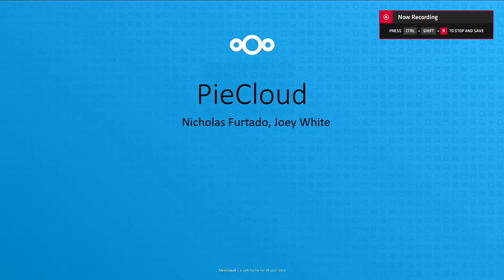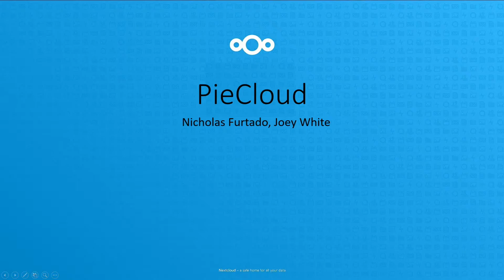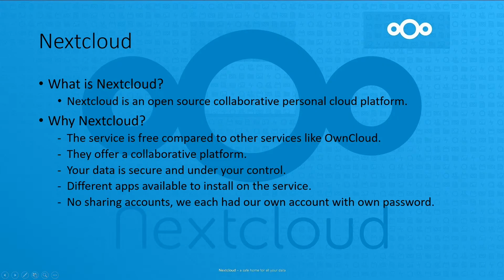Our project was a personal cloud server running on Raspberry Pi using a service called Nextcloud. Nextcloud is an open source personal cloud platform. One of the reasons we chose to use Nextcloud over other services like OwnCloud was because it's free. It offers a collaborative platform, so that basically means that we didn't have to share an account. We each had our own account with our own password.